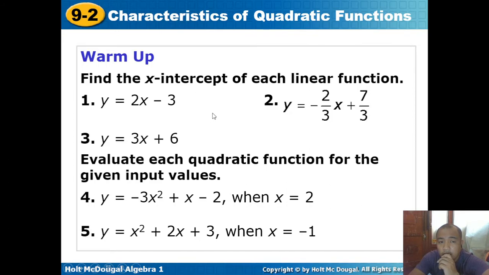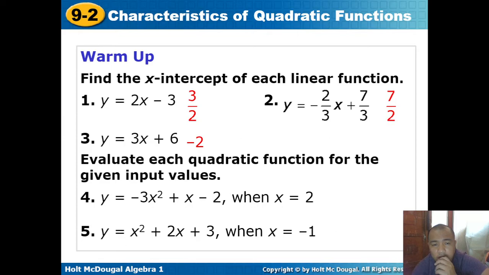So for number 1, what is x? 3 halves. Yes. So when y is 0, 2x equals 3. Divide both sides by 2. So 3 halves. Next, how about here? Number 2. If y is 0, what is the x-intercept? 7 halves. And for number 3, if y is 0, negative 2 is the x-intercept.